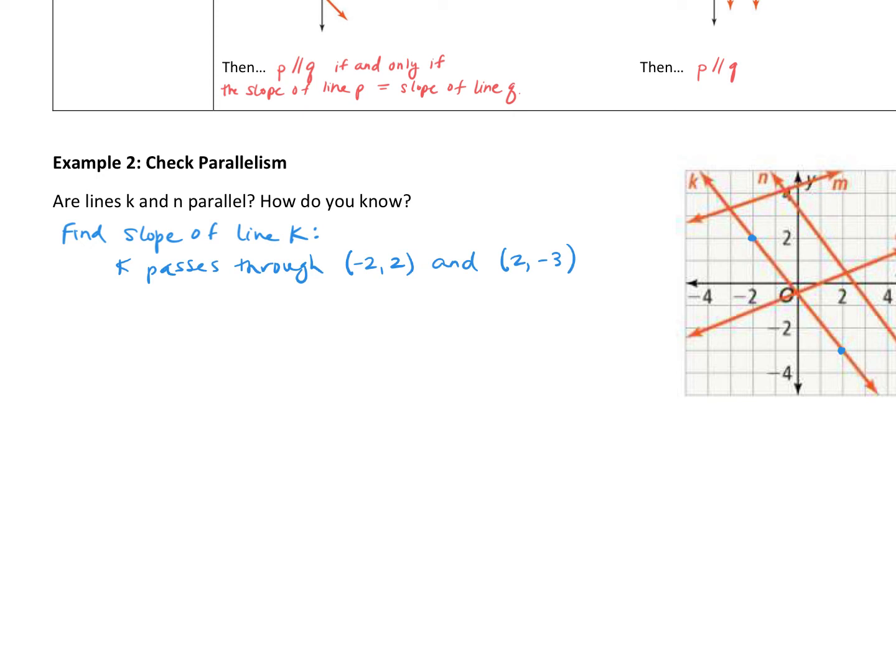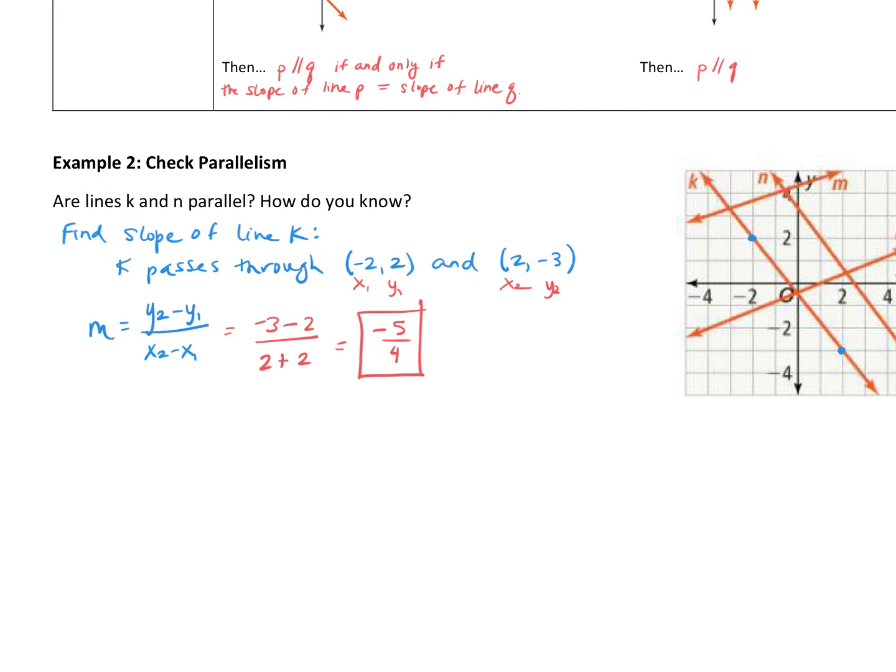When you have two points on your line, we can find the slope. Just a reminder, our slope formula is y2 minus y1 over x2 minus x1. We can label our ordered pairs x1, y1, x2, y2, and then just plug in those values. So our y2 is -3 minus our y1 is 2, over x2 is 2 minus our x1 is -2, so minus the negative turns to plus 2, and we have -5/4. So our slope of line K is -5/4.